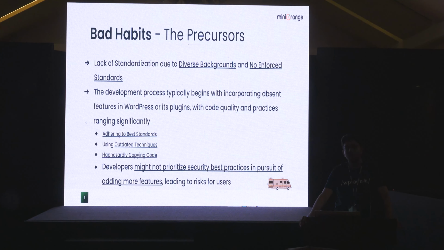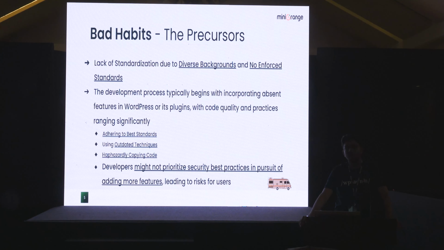The second one is the development process typically begins with incorporating absent features, like something that's not in the plugin earlier, but someone has identified that and is trying to add that. So this is the start of a WordPress plugin. It usually starts with developing a feature in an existing plugin, and later we decide that this can entirely be a new plugin. So it is not always the case that code quality and practices are being followed.